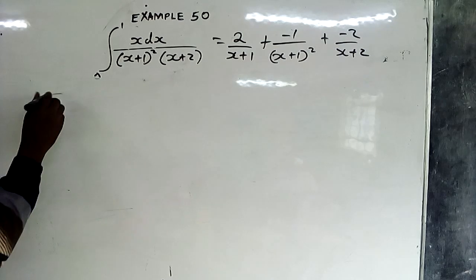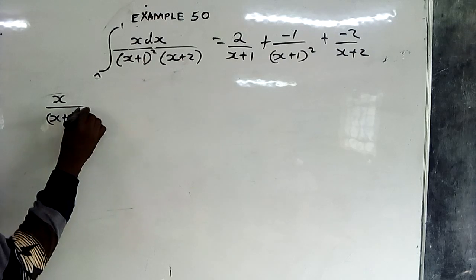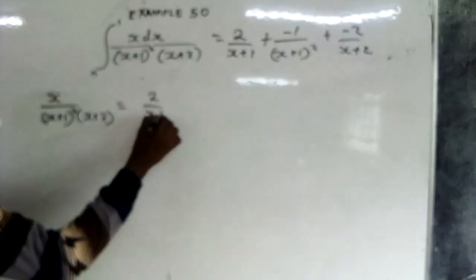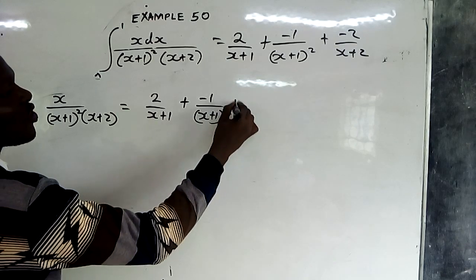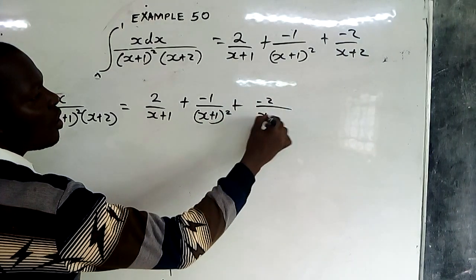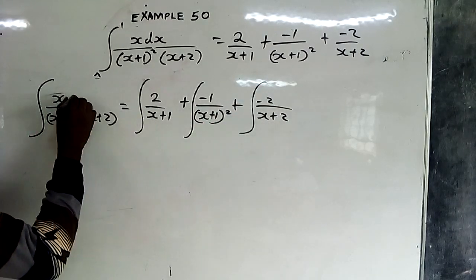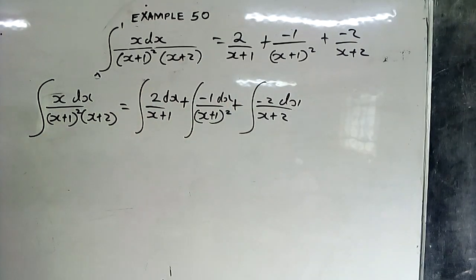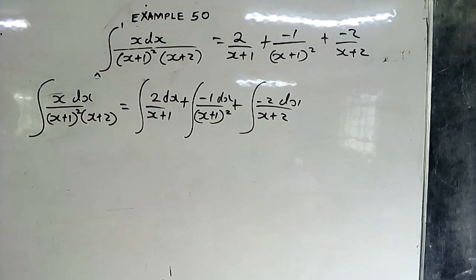You are given x over x plus 1 squared x plus 2, and you found this is the same as 2 over x plus 1, plus -1 over x plus 1 squared, then plus -2 over x plus 2. So what you simply do is to introduce an integral for everything, isn't it? Then with respect to x. And you found that your original problem is this. So we'll put limits later after completing the integration, isn't it? Are we together?